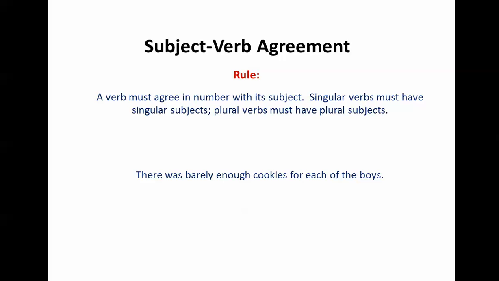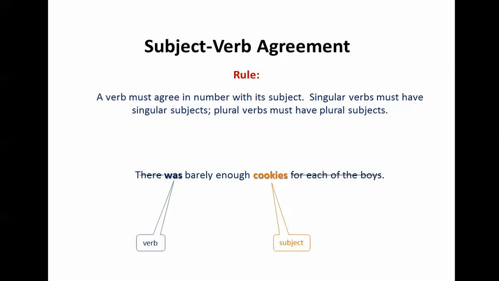There was barely enough cookies for each of the boys. Is that right? Let's look at the sentence. First, let's eliminate the prepositional phrases for each and of the boys. Second, let's remember from a previous lesson that there is never a subject. So let's cross that out. Now we see that the verb is was, and the subject is cookies.